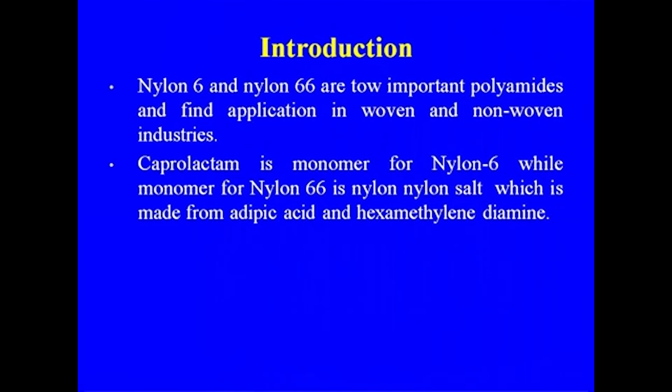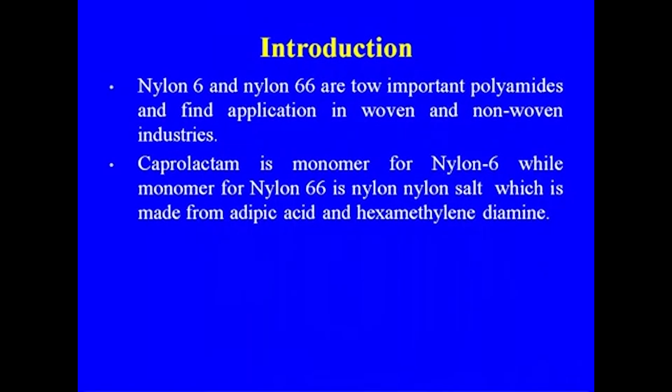Nylon 6 and nylon 66 are two important polymers and find application in woven and non-woven, because we have the application of the synthetic fiber both in the woven and non-woven industry, meaning tire cord and other applications are also there. As I told, for electrical appliances we are using nylon 6. So, woven and non-woven both are the major consumers of nylon.